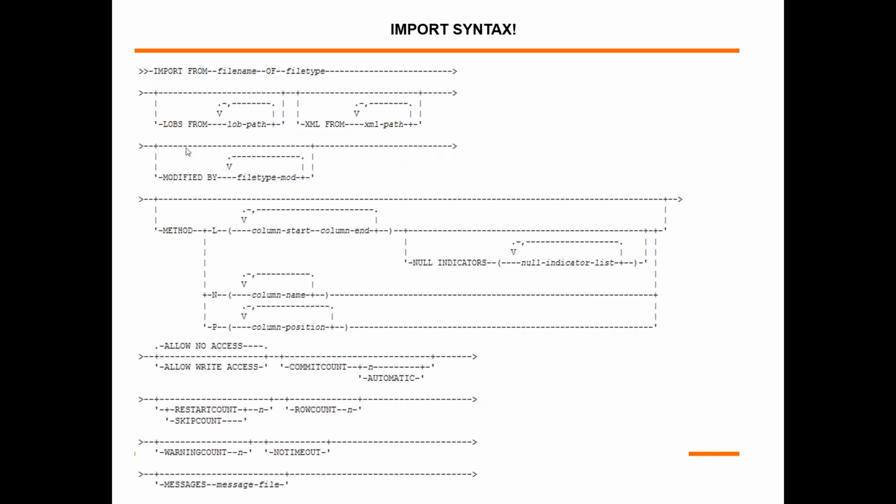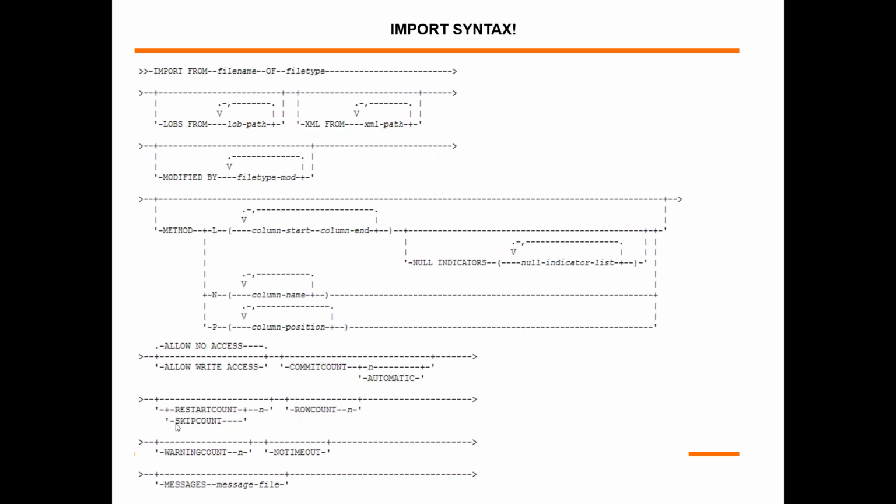While the import is actually running, let's say you are importing 1,000,000 records. Do you allow access to the specific table, or do you allow write access? How frequently do you want to commit? If a failure happens, where to restart? In a given 1,000,000 records, how many records to load? You can say, okay, stop the load after 1,000 records.